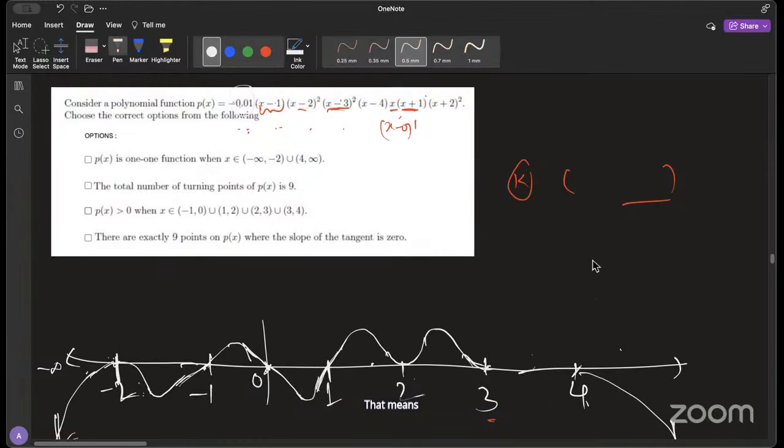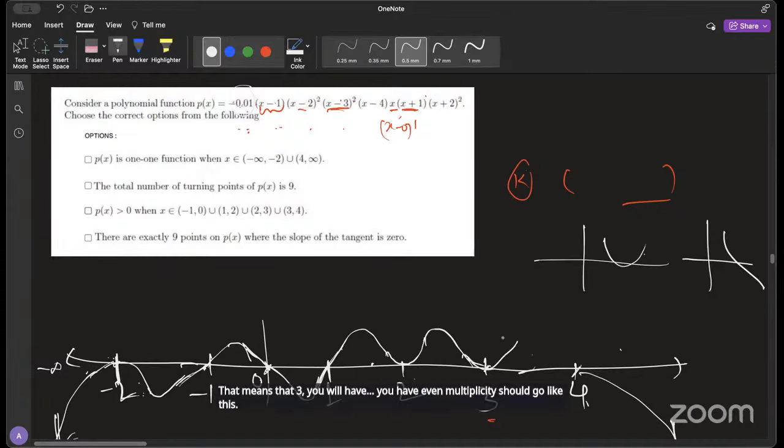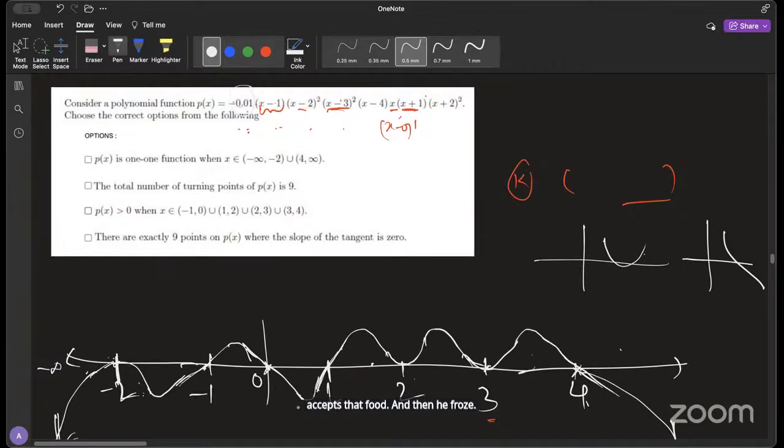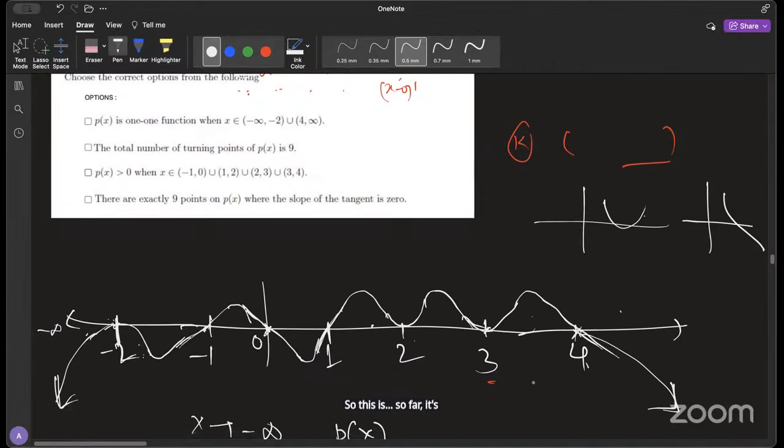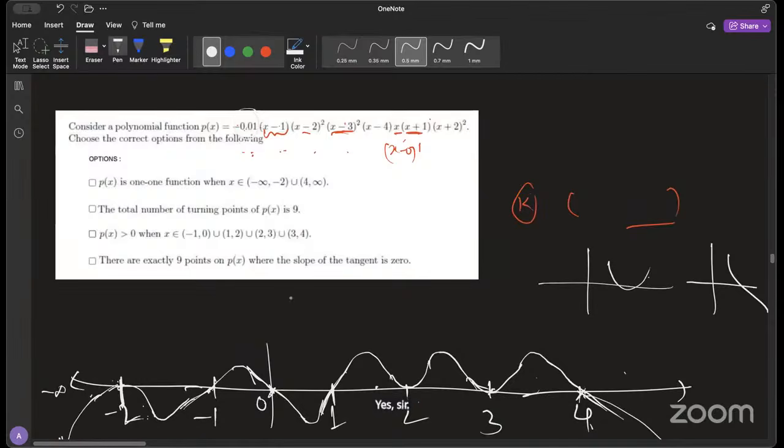That means for even multiplicity, it's this. For odd multiplicities, it's this, right? So at 3, you have even multiplicity, it should go like this. And then it will need to take a turn to meet the x-axis at 4. And then we cross this. So far it's been consistent, right? Now let's say we're not sure if one of these could be like this. That we're not sure of yet because we've not counted the turning points. But for now, let's just take this.